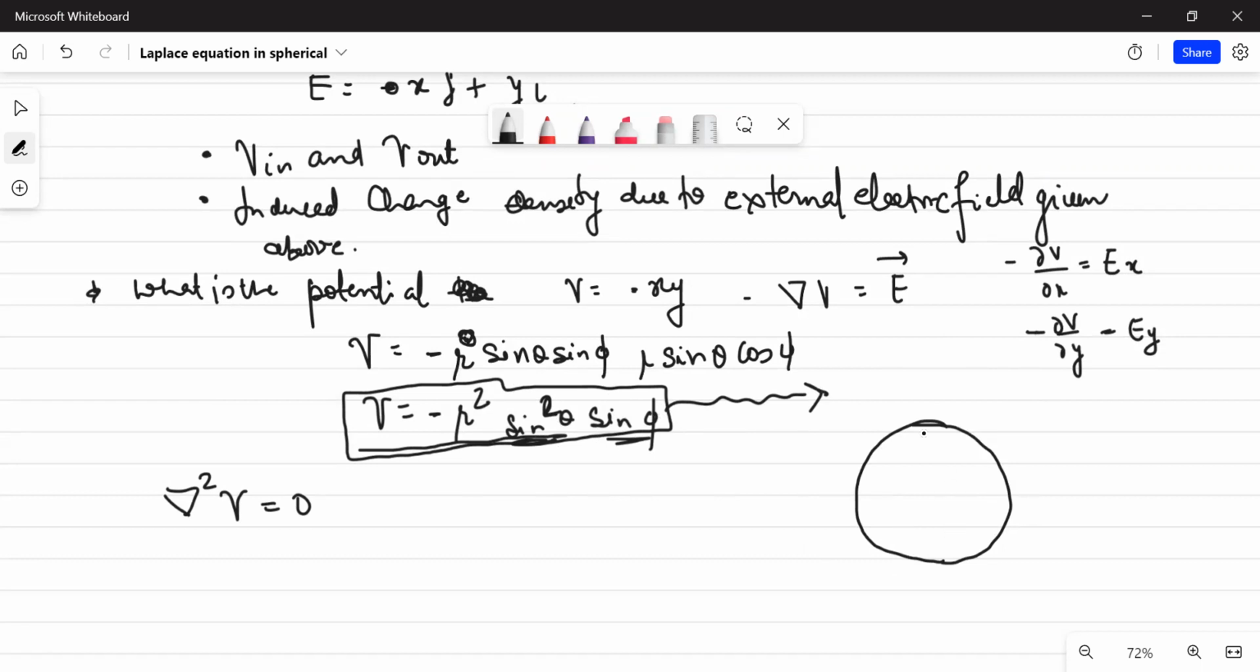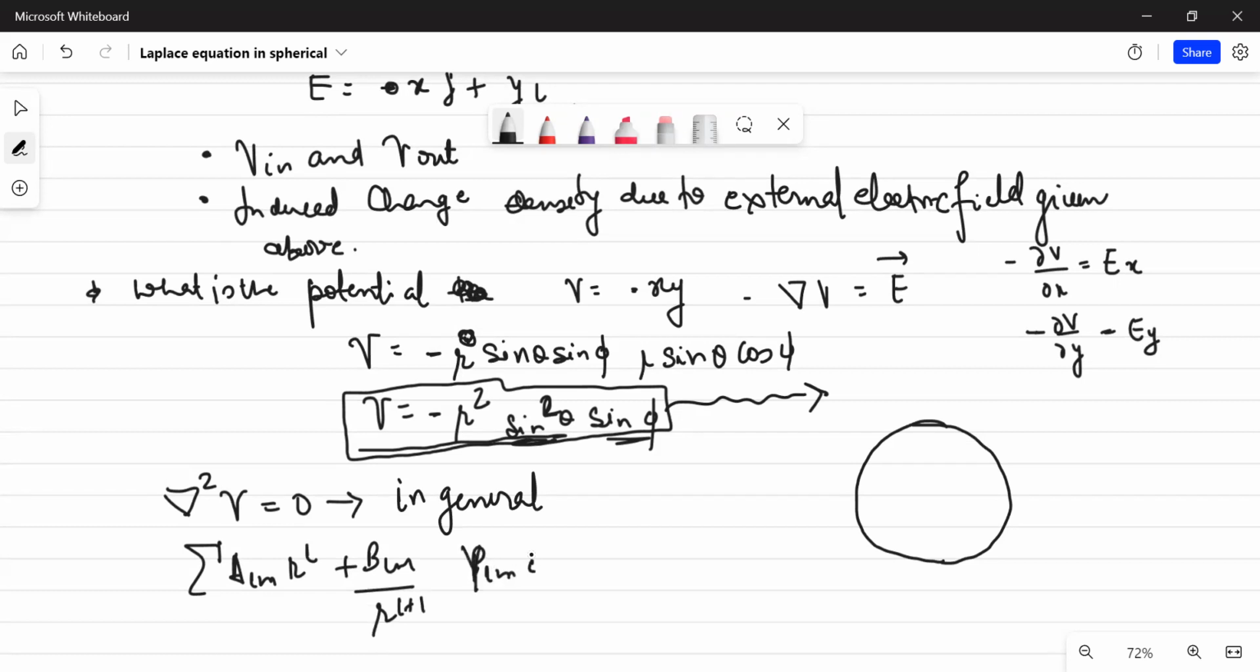So I have to solve a Laplacian equation in general, and I know that the general solution to this is given by summation of A_LM r raised to power L plus B_LM upon r raised to power L plus 1, times Y_LM of theta comma phi. In general, this is the field.